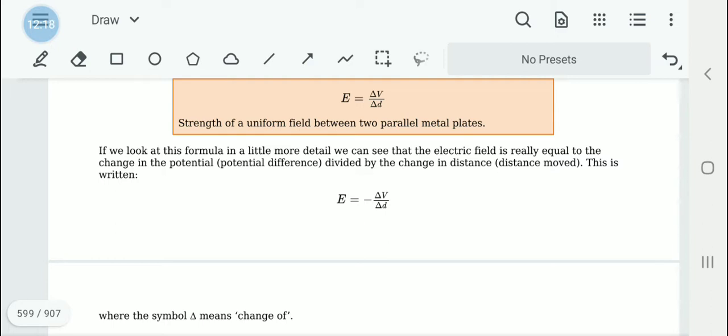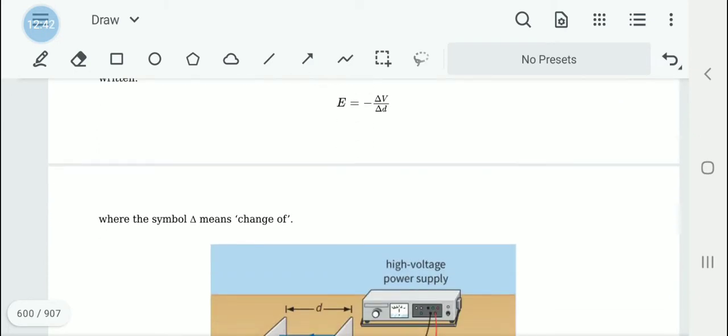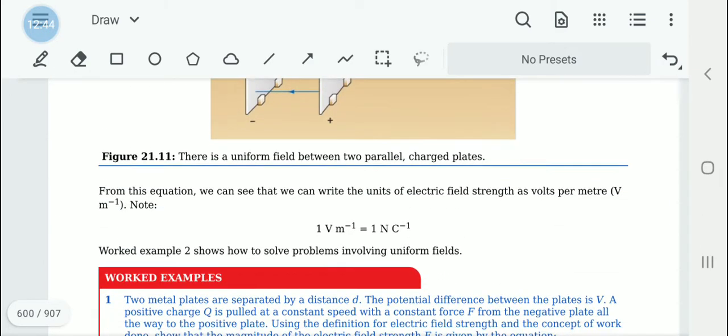Now, this formula also gives us another detail that shows us that electric field is equal to the change in potential difference divided by the change in distance. Right? So that is, E is negative delta V upon delta D. Right? So delta means change of. So that is the definition of the earlier equation.